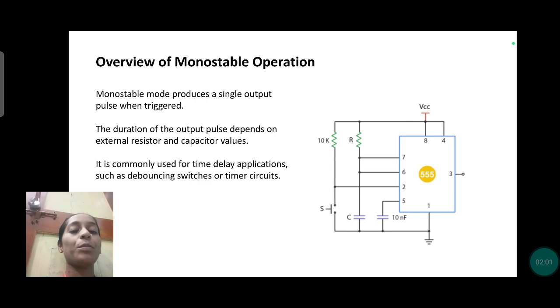The duration of the output pulse depends on the external resistor and capacitor values. It is commonly used for time delay applications such as debouncing switches or timer circuits. First of all, what is monostable operation? Monostable mode is a 555 timer mode in which the circuit has one stable state. When it is given a trigger, it produces one pulse wave and returns to the stable state. This is known as monostable operation.